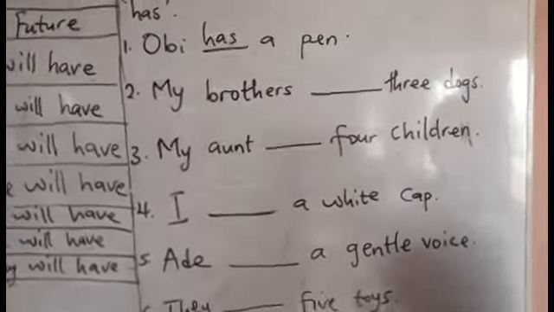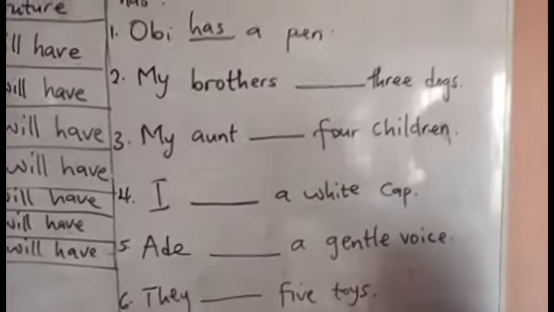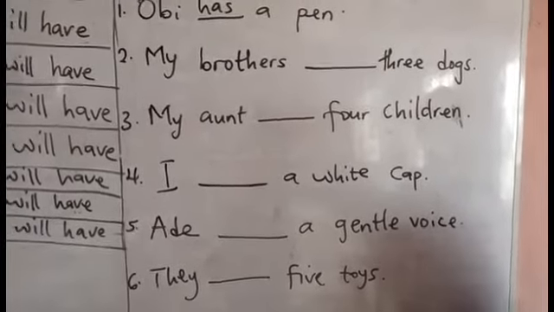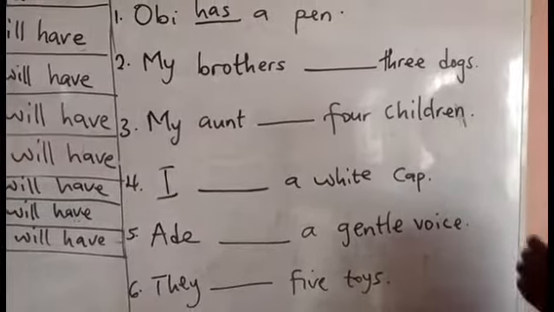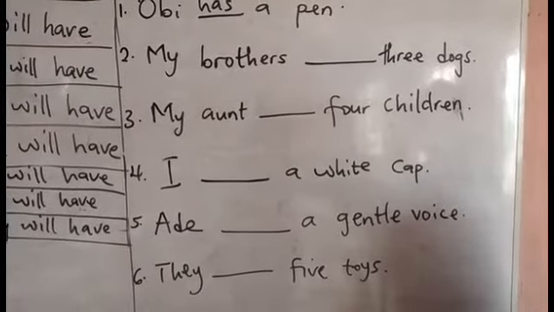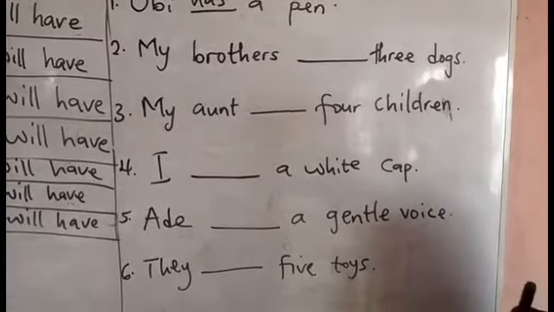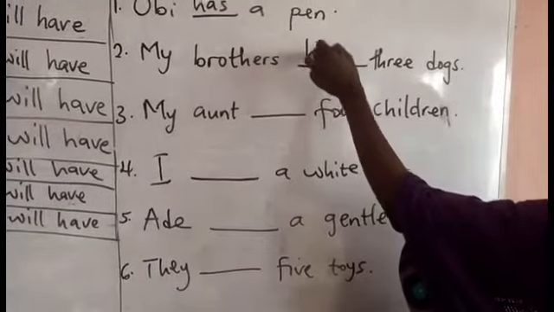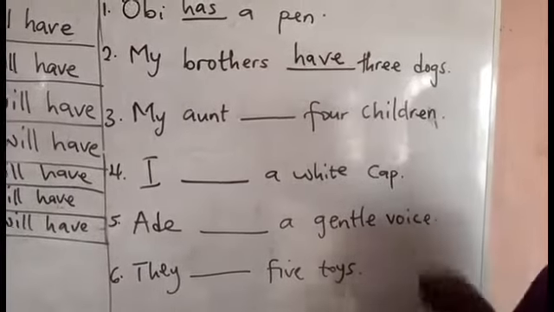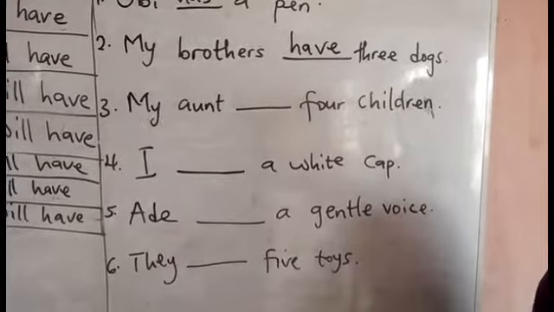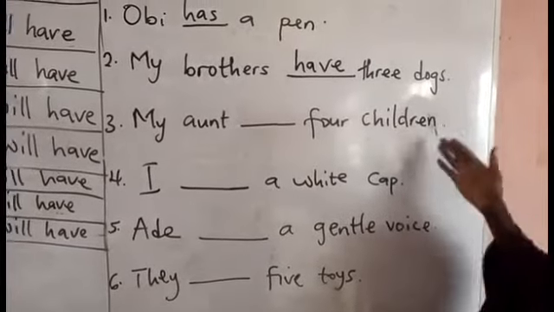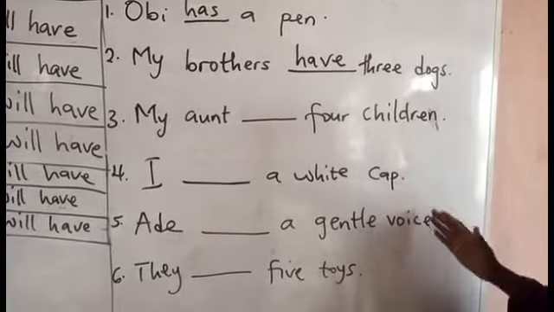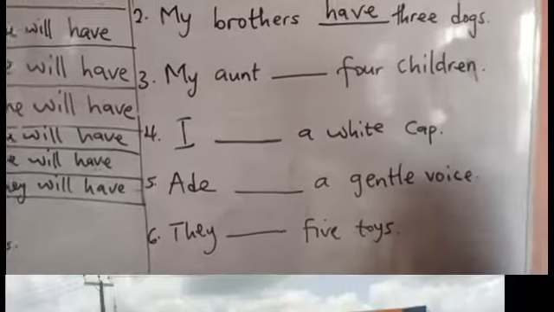Two. My brothers dash 3 dogs. My brothers dash 3 dogs. When you replace my brothers, on the table you have they, and then the verb will be have. They have 3 dogs. Now I will let you attempt 3, 4, 5, and 6. Thank you and good luck.